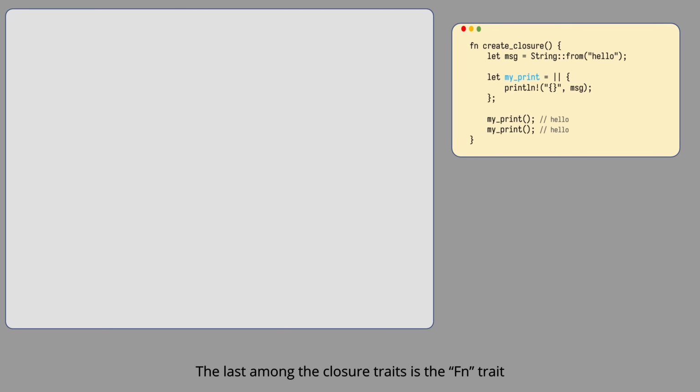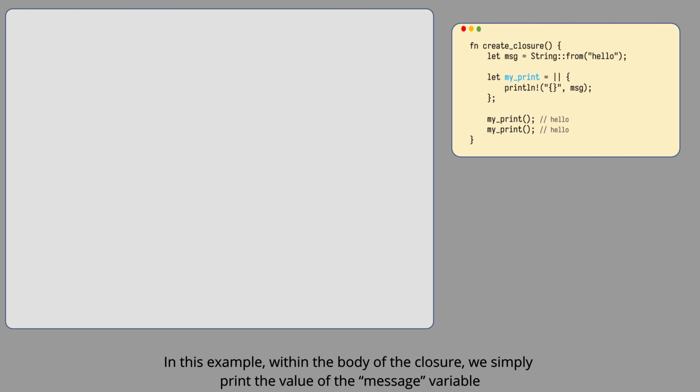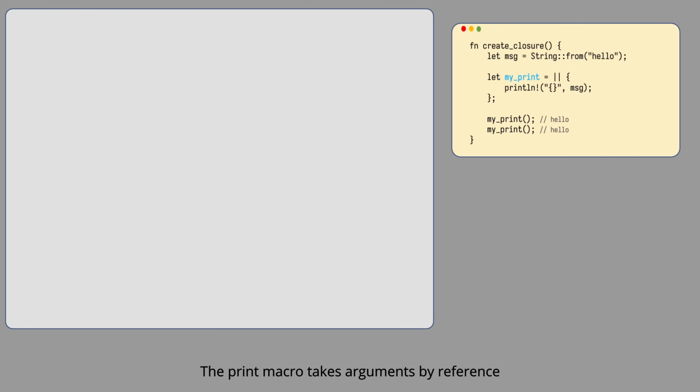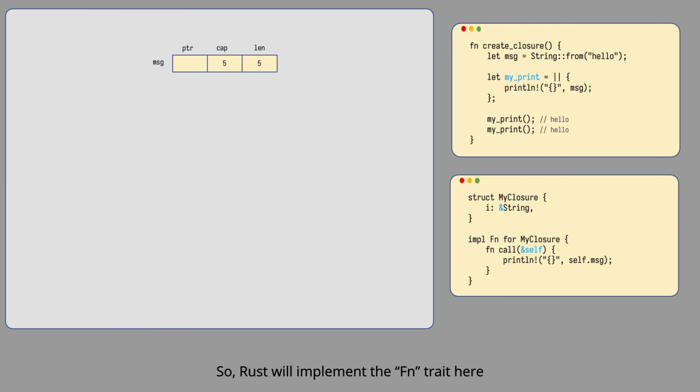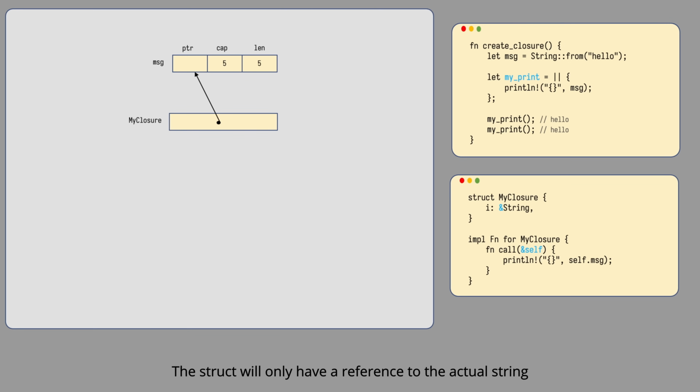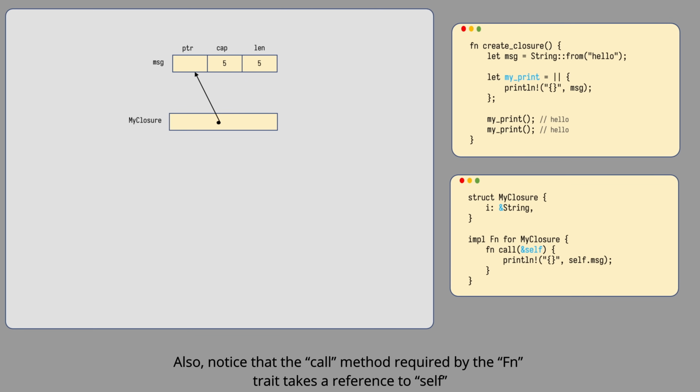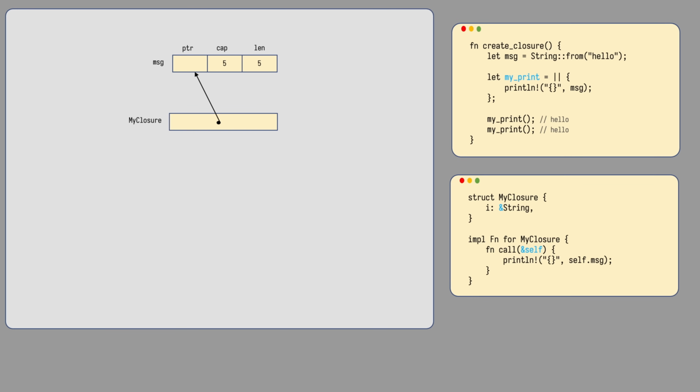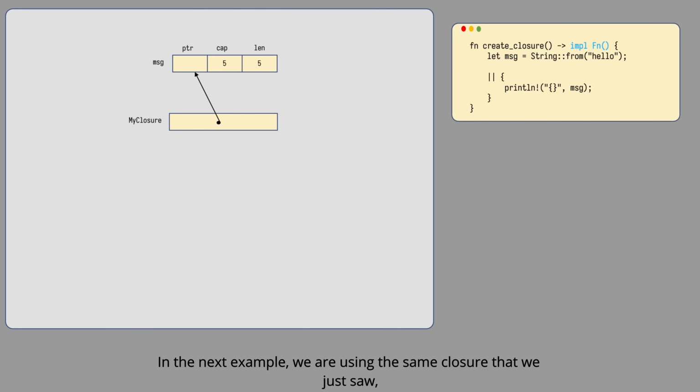The last among the closure traits is the Fn trait. In this example, within the body of the closure, we simply print the value of the message variable. The print macro takes arguments by reference. So, Rust will implement the Fn trait here. The struct will only have a reference to the actual string. Also, notice that the call method required by the Fn trait takes a reference to self. So you can call the closure any number of times, and the variable in which the closure is stored doesn't have to be mutable.